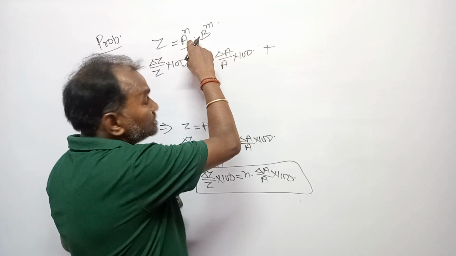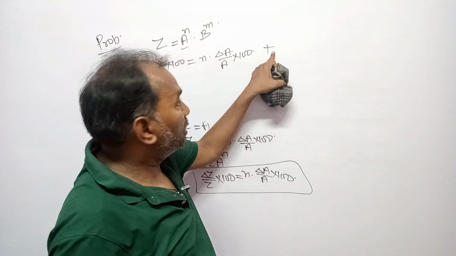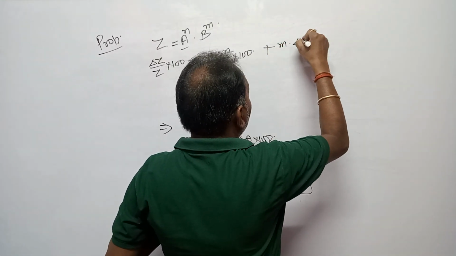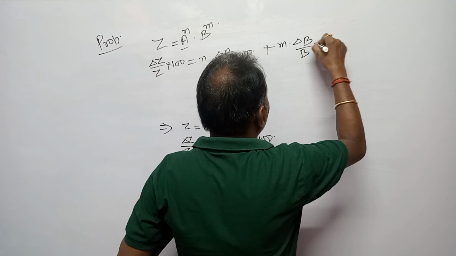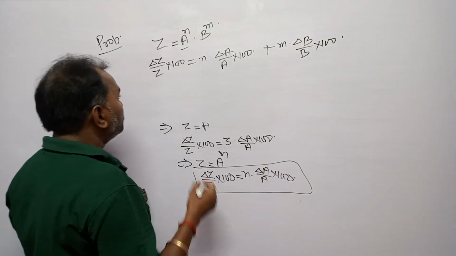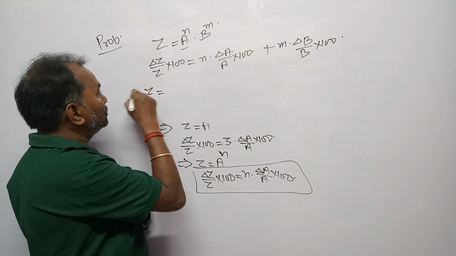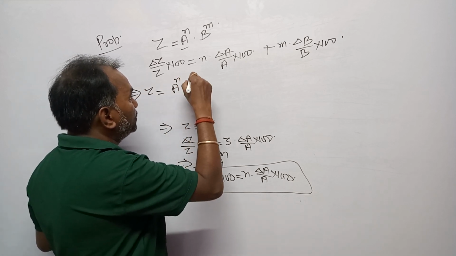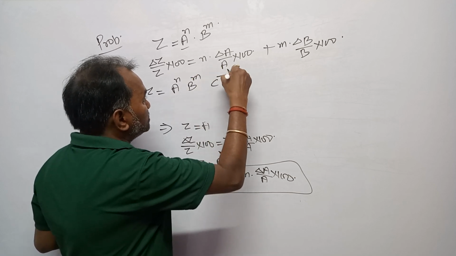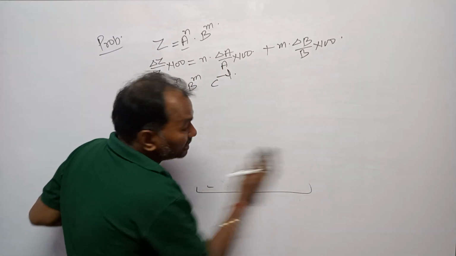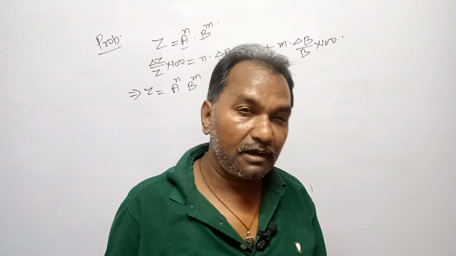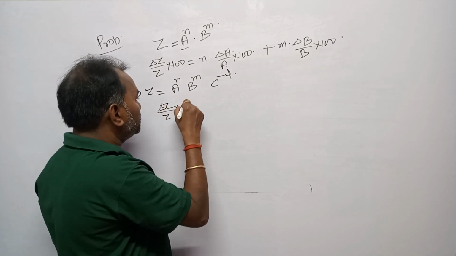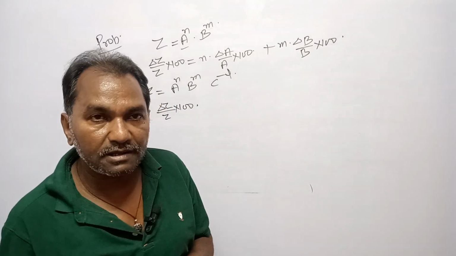This is a product, so it will turn into summation. Now b to the power m works out to be m delta b upon b into 100. If the formula is z is equal to, let this time the formula we are considering be a to the power n, b to the power m, c to the power minus l. Now, the possible percentage error in the value of z, you can write as delta z divided by z into 100. This is the percentage error in the value of z.